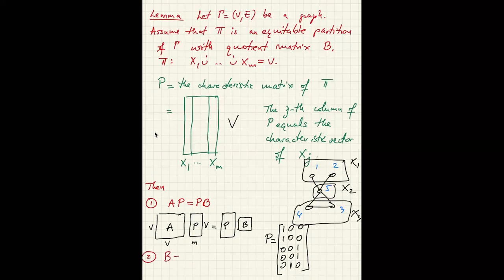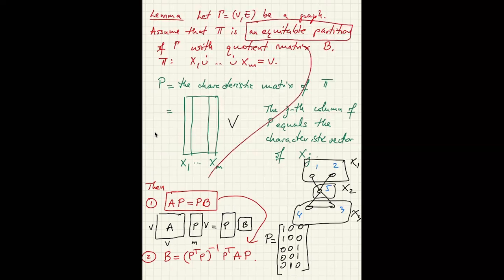but it's not that hard to prove, and we'll prove it in a second. B equals (P transpose P) inverse times P transpose AP. So focus on this one. This is the key, and from this one we'll deduce the second one immediately. But the key thing is that you have an equitable partition. We'll see that these two things are equivalent, but for now the lemma says that equitable partition implies AP equals PB. Okay. So let's just prove this fact.